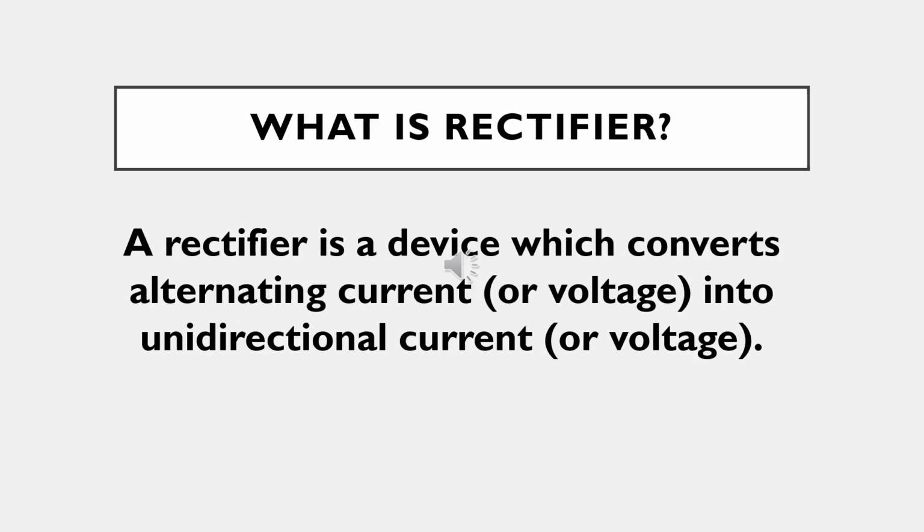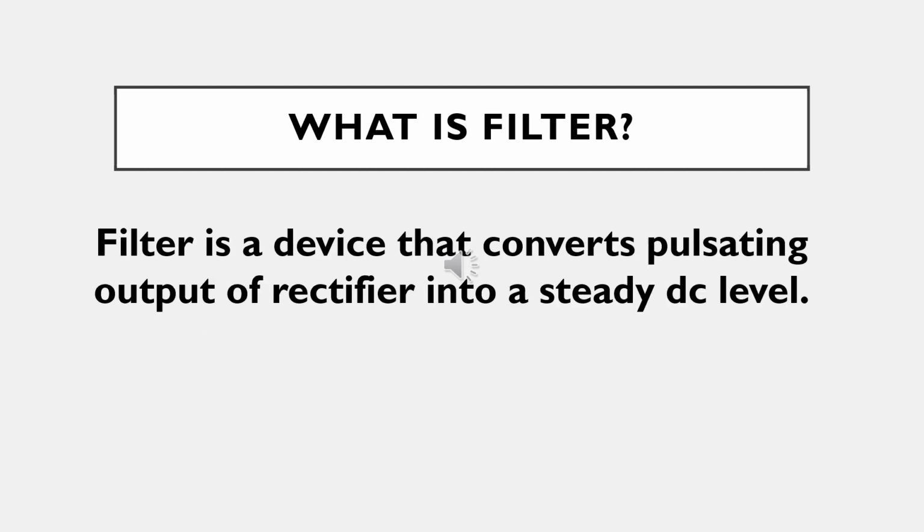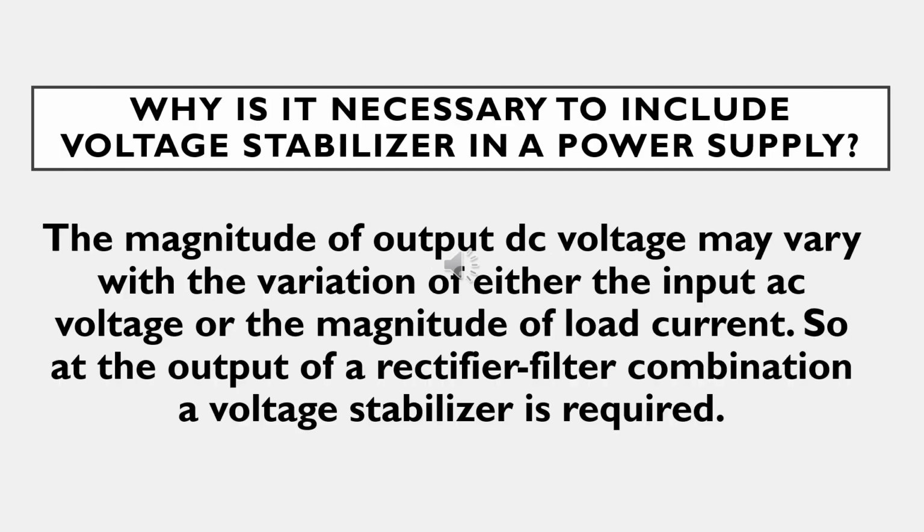What is a rectifier? A rectifier is a device which converts alternating current, or voltage, into unidirectional current, or voltage. What is a filter? A filter is a device that converts the pulsating output of a rectifier into a steady DC level. The magnitude of output DC voltage may vary with the variation of either the input AC voltage or the magnitude of load current. So at the output of a rectifier filter combination, a voltage stabilizer is required.